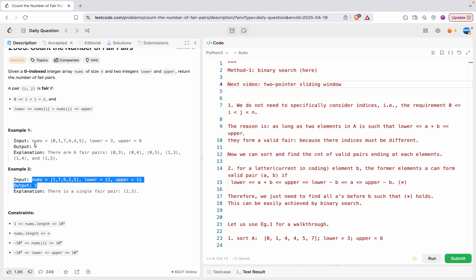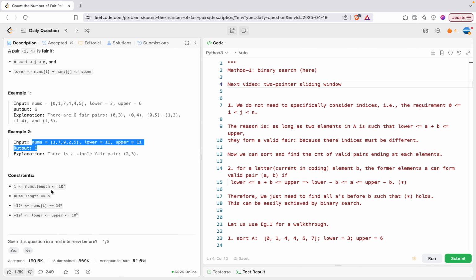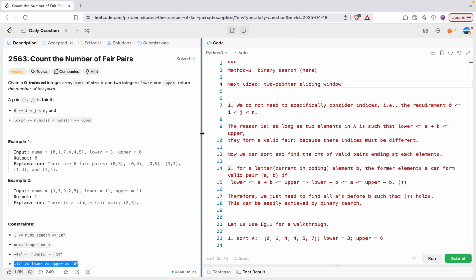We are going to walk through example 1. The constraints are the following. The length can be as long as 10 to the power 5, so we need to take time complexity into consideration. The numbers can be positive, negative, or 0, and the same goes for the lower and upper bounds. With that said, we are ready to look at the main idea.